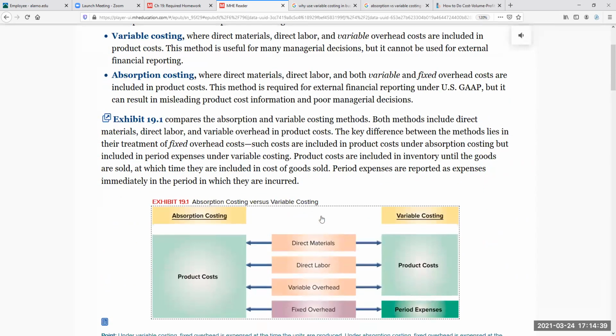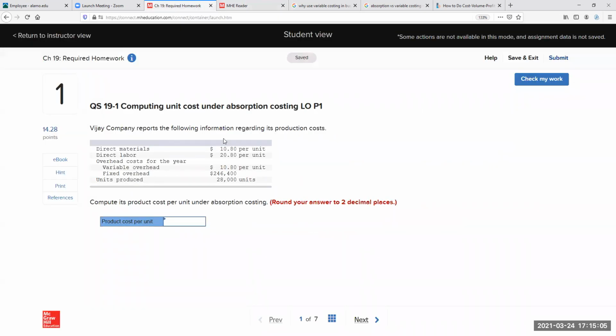Let's just look here at this example so we can go back and do a couple of problems. Absorption, GAAP, external reporting; variable for management. Look at the product cost: materials, labor, overhead. For variable costing, the fixed overhead down here becomes a period expense, whereas over here you have to include it in the product. So let's go try a couple of problems.